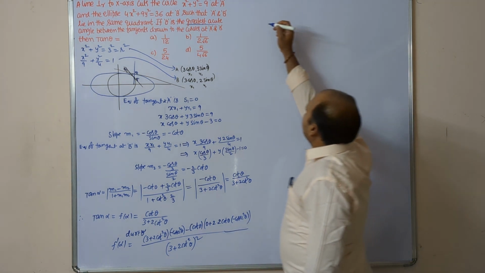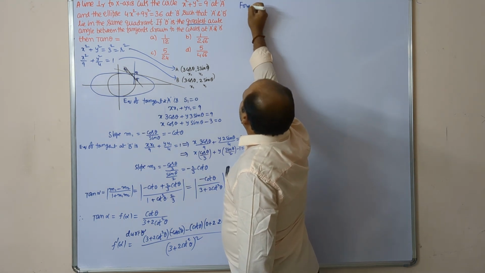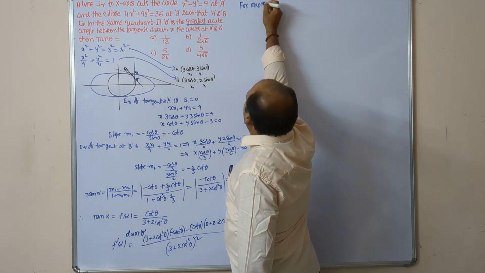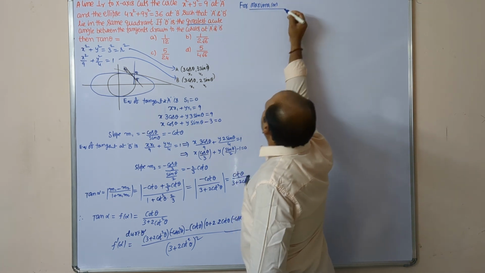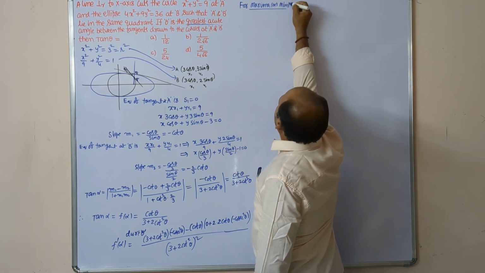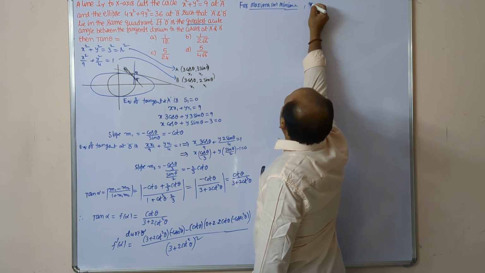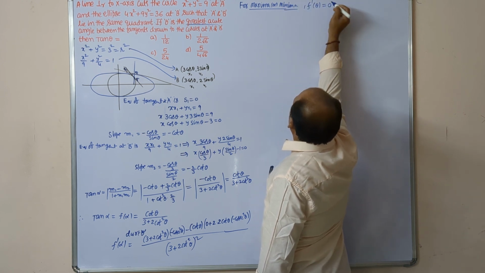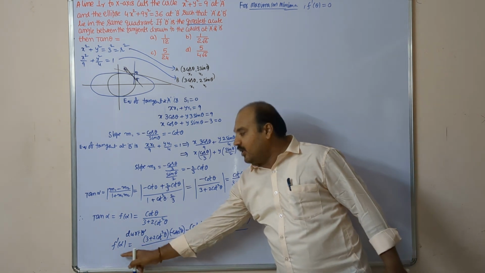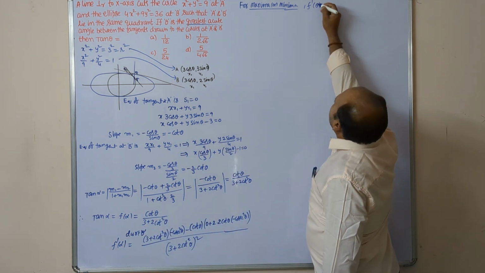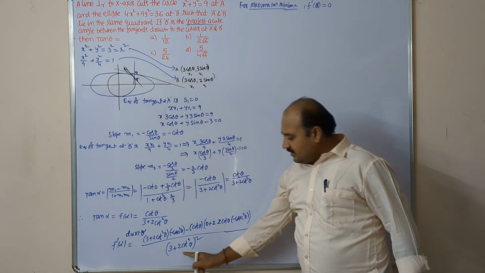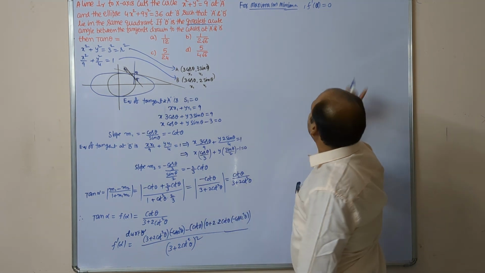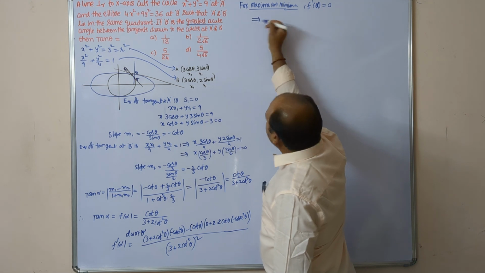So for maxima or minima, f dash of x equal to 0. Why are you writing maxima or minima, sir? Here greatest they mentioned. Greatest or least, maxima or minima. f dash of theta equal to 0. If you do the cross multiplication, the denominator value goes to be 0 only. So directly I am writing.